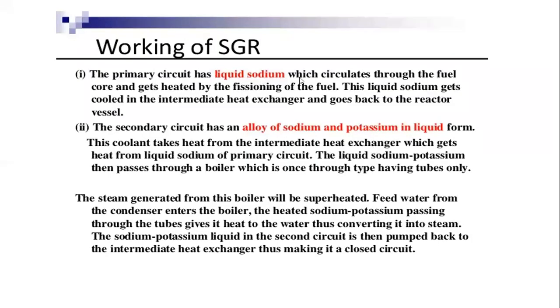The primary circuit has the liquid sodium, which circulates through the fuel core and gets heated by the fissioning of the fuel. The liquid sodium gets cooled in the intermediate heat exchanger and goes back to the reactor. The secondary circuit has sodium or potassium in liquid form. This coolant takes heat from the intermediate heat exchanger and gets heated. The steam generated in the boiler will be superheated.